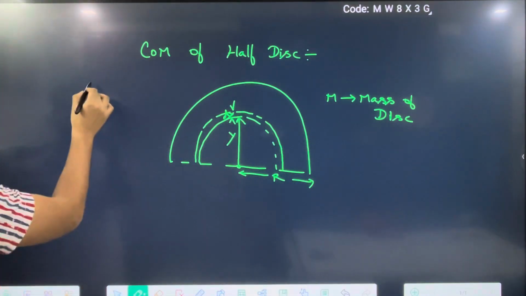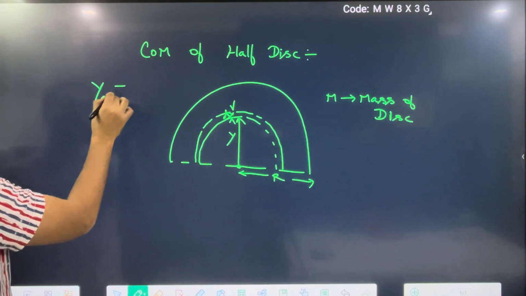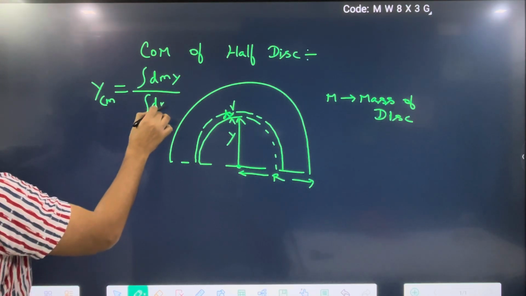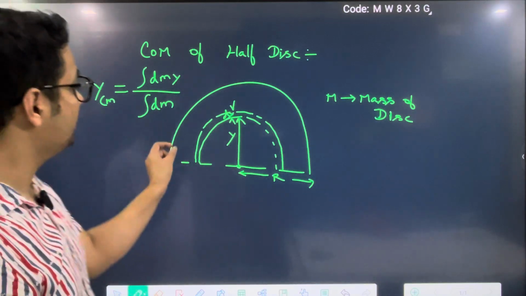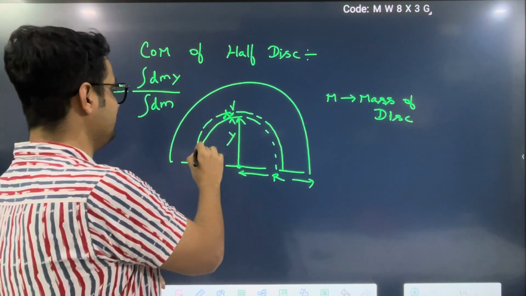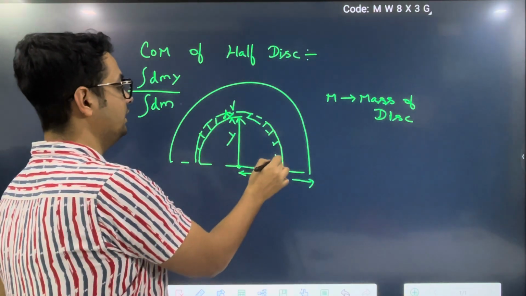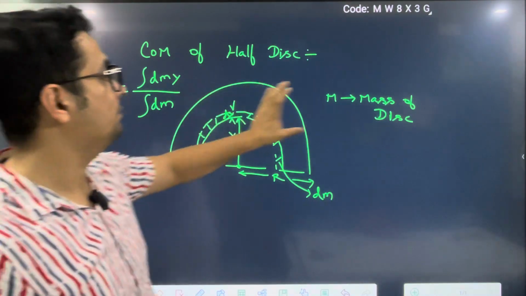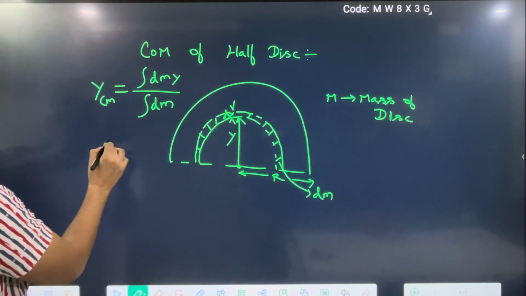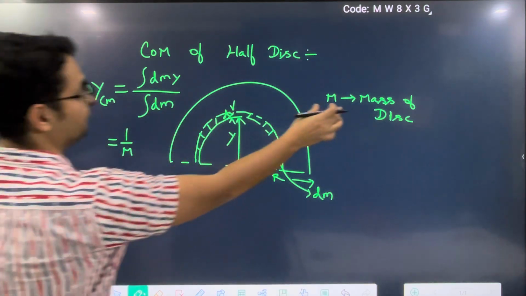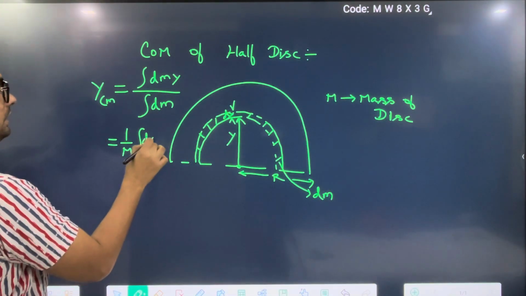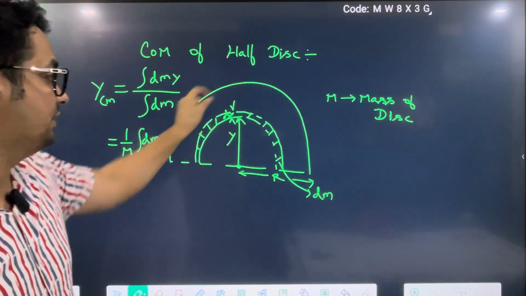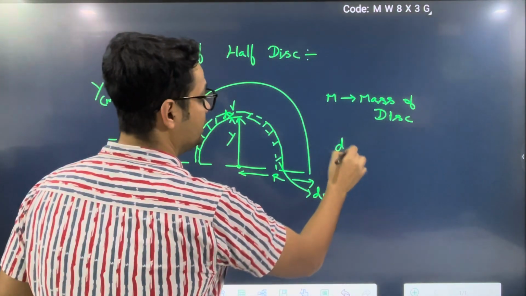The y center of mass we can find using this formula: integration of y dm divided by integration of dm. The integration of dm, the elemental mass, added over all small elemental parts, gives the total mass M. So it can be written as 1 by M integration of y dm, because the total mass is M. Now first we should find dm, the mass of this elemental ring.